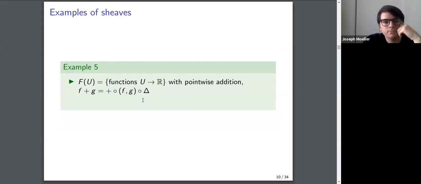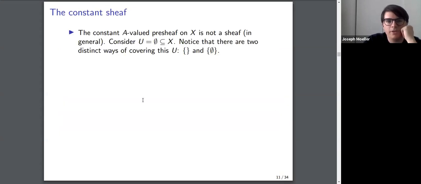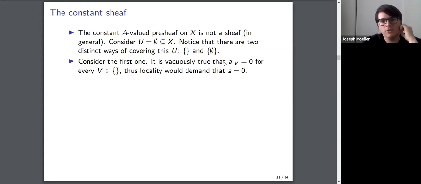We'll see exactly what happens with these things in a sec. Okay, so examples. Functions also works out to be a sheaf, satisfying locality and gluing. Continuous functions works out the same, but the constant one is going to be weird. So the constant A-valued presheaf is not a sheaf, and you can realize it this way. If you think about the empty set as a subset of your space, then there are two different ways that you can cover it. There's the cover that has no pieces in it, and then there's the cover that has one piece, which is the empty piece. These are two different ways of covering it. In particular, we're going to take the first one. I point out both of them just to make sure that you realize that I'm not talking about the second one. This first one is covering it with no pieces.